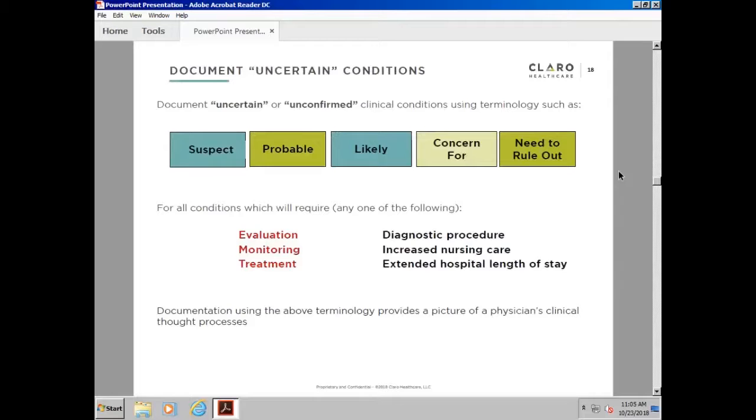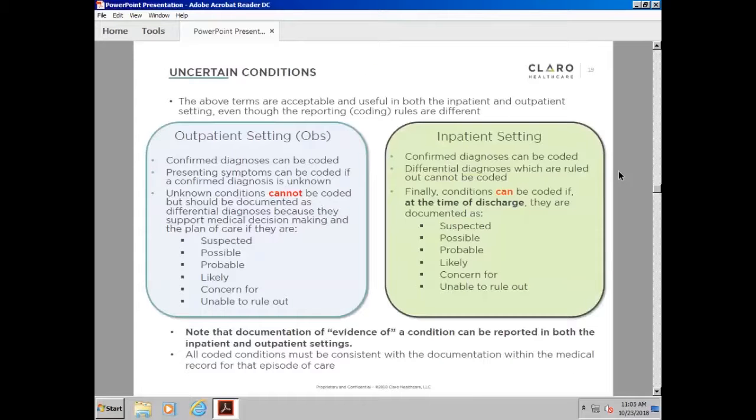In the outpatient setting, unknown conditions cannot be coded, but should be documented. So we won't pick up a likely, possible, probable in that billing in the outpatient setting, ED setting. Only those confirmed diagnoses will be coded. However, they will support your medical decision in your differential. That likely, possible, probable will support that evaluation management.